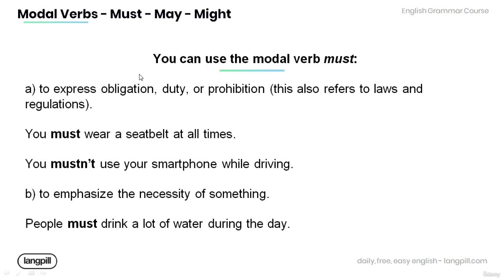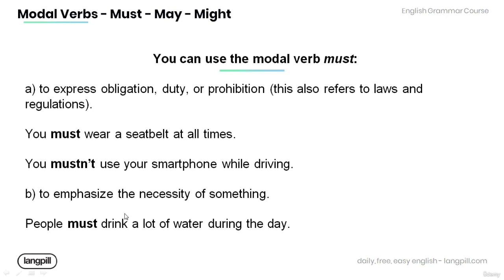Now, we can use the modal verb must, A, to express obligation, duty, or prohibition. This also refers to laws and regulations. Have a look at the examples below. You must wear a seatbelt at all times. In this sentence, must is used to express obligation or duty. And in this sentence, you mustn't use your smartphone while driving. In this sentence, mustn't is used to express prohibition.